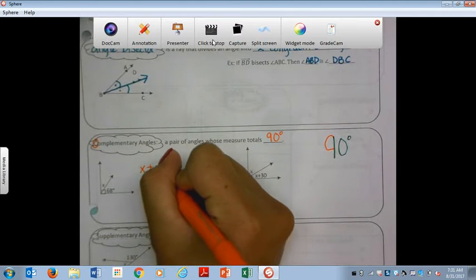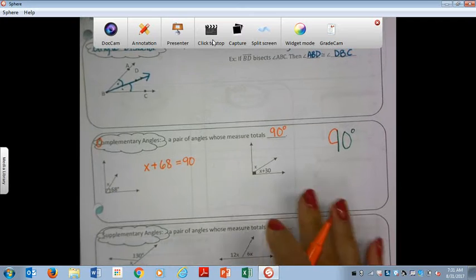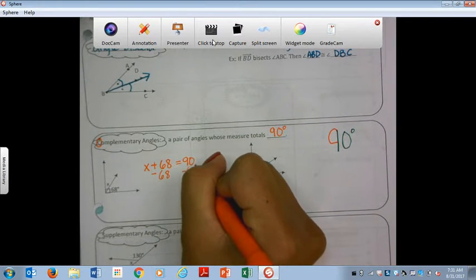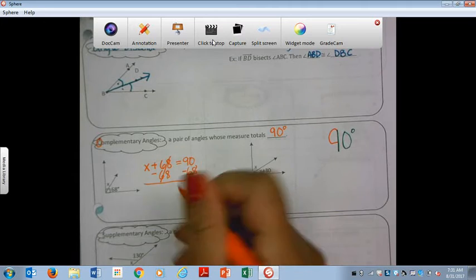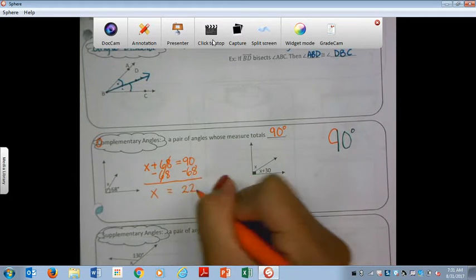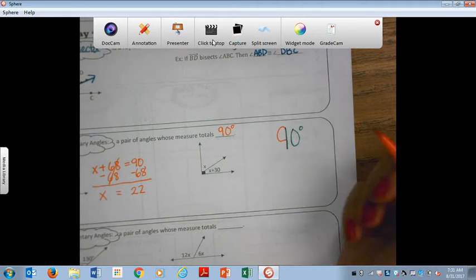X plus 68 equals 90 degrees. So you would subtract the 68 on both sides, and then you would get X equals 22. So for this one, you would do the same thing.